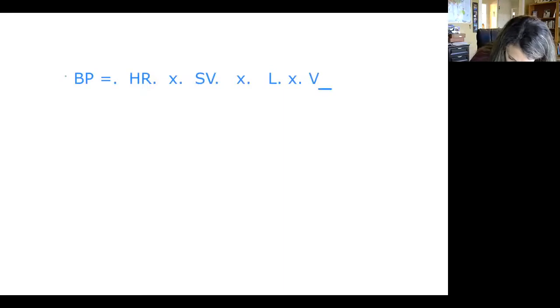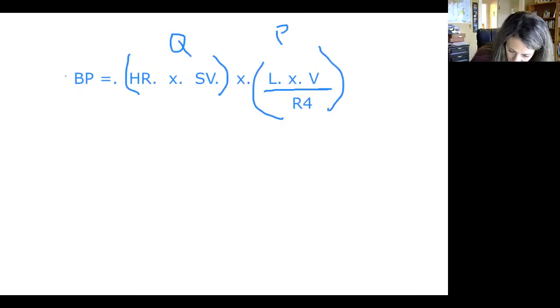Divided by radius to the 4th. Okay, so these two together make up cardiac output. This all together makes up peripheral resistance.